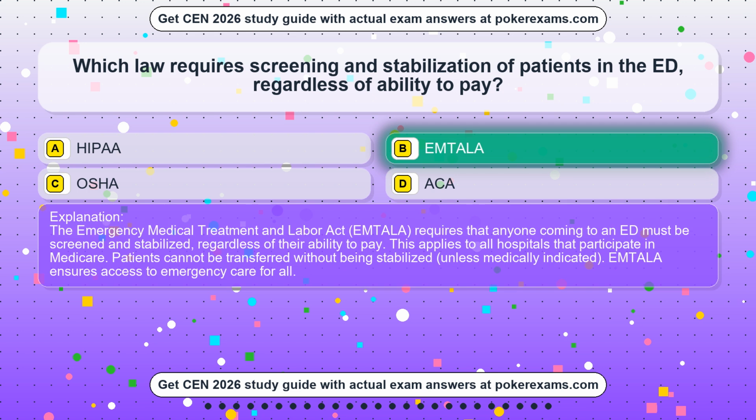The Emergency Medical Treatment and Labor Act, EMTALA, requires that anyone coming to an ED must be screened and stabilized, regardless of their ability to pay. This applies to all hospitals that participate in Medicare. Patients cannot be transferred without being stabilized, unless medically indicated. EMTALA ensures access to emergency care for all.